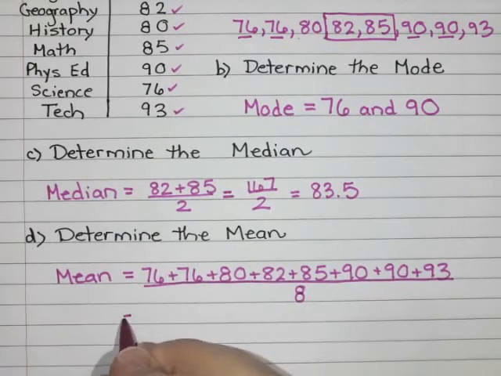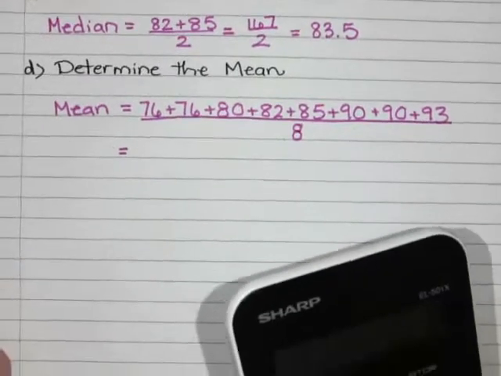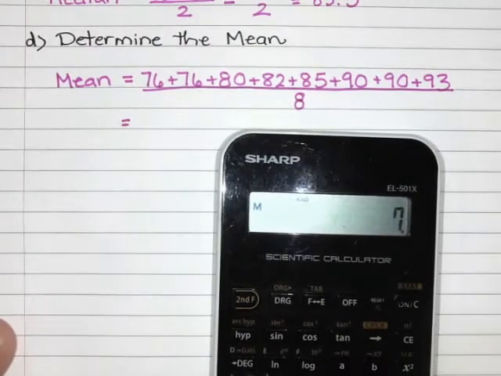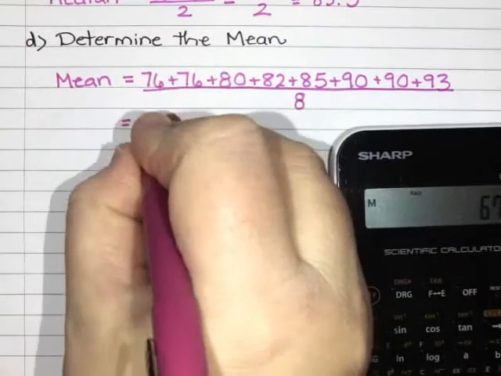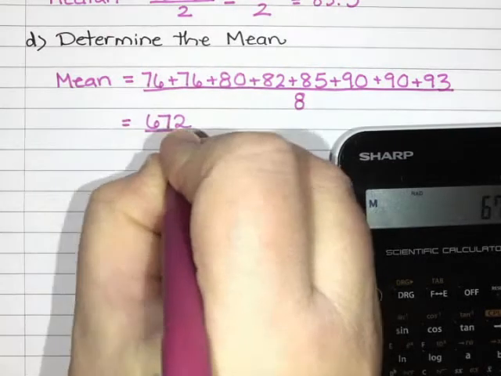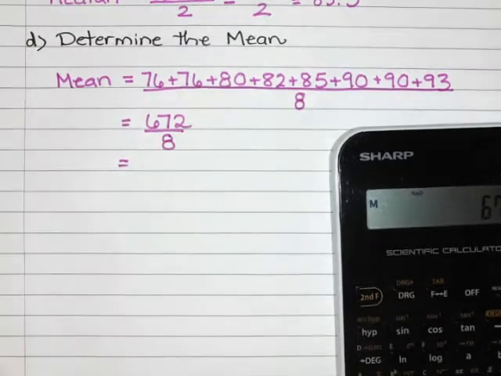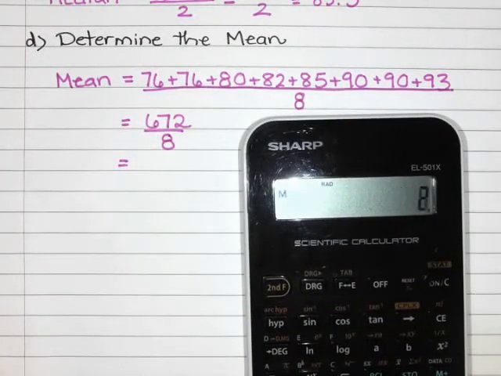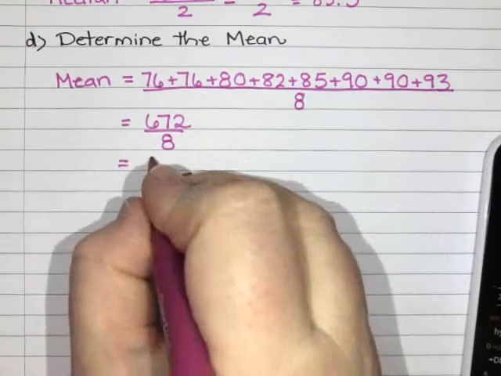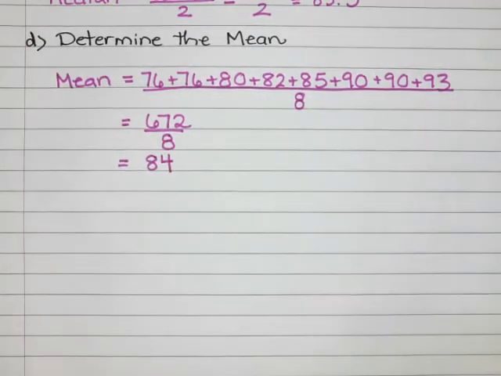Okay, so I'm going to add all of these together. So I'm going to do 76 plus 76 plus 80 plus 82 plus 85 plus 90 plus 90 plus 93, and I get 672. And that is divided by 8. 672 divided by 8 is 84. So the mean is 84.